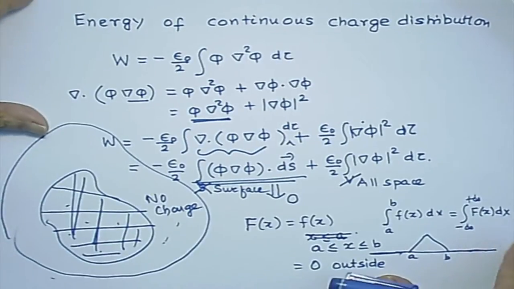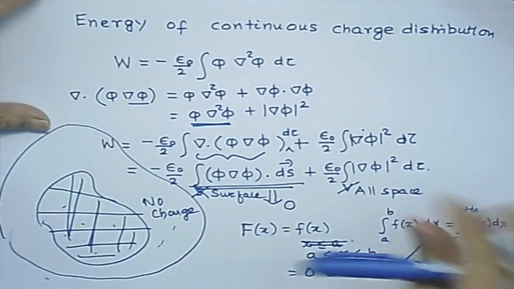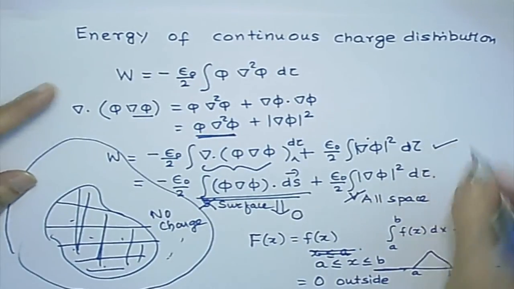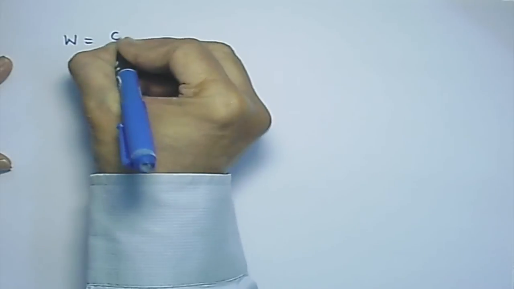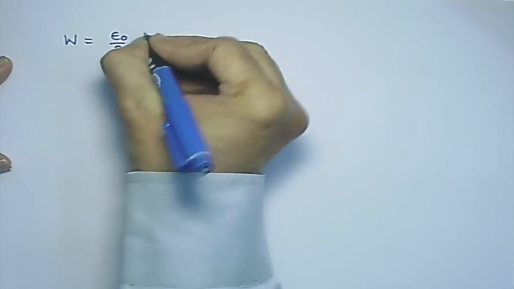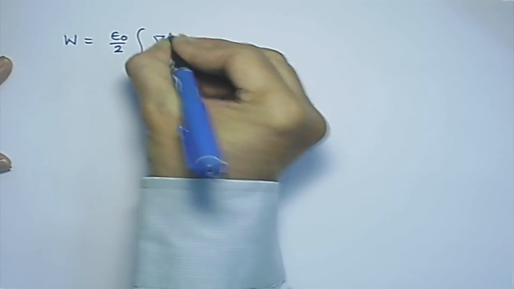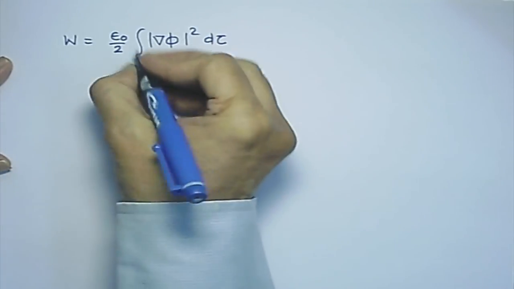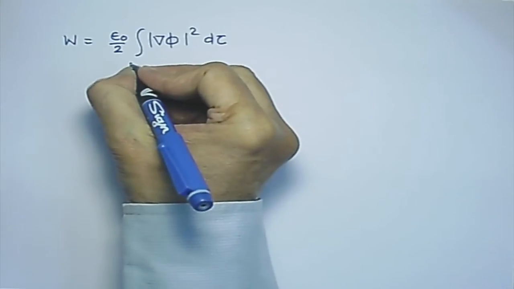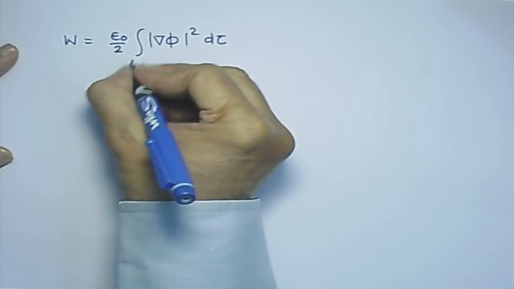So what will I be left with? I will be left with only this term. So this tells me that my energy is the much simpler result, epsilon 0 by 2 integral del phi absolute square d tau, but this time, very important, this integration is not over the restricted volume, but over all space.